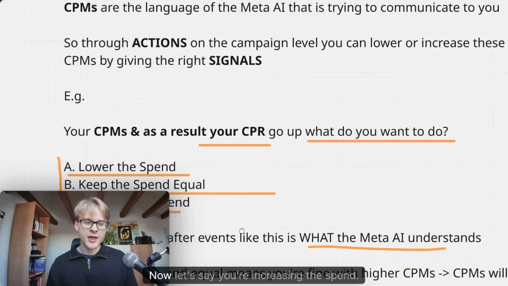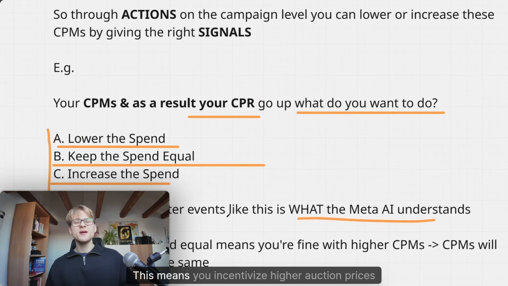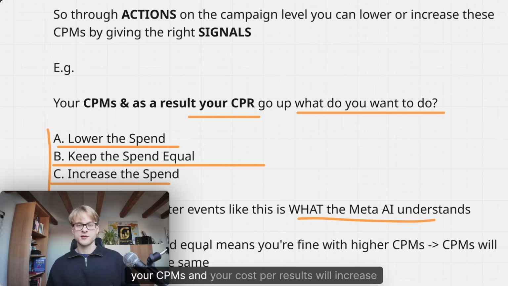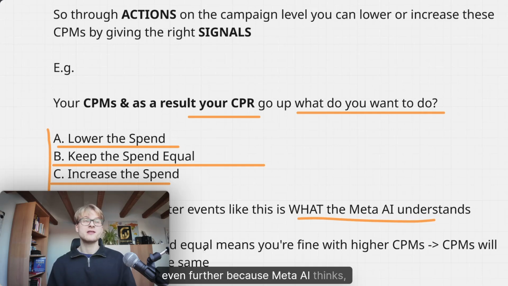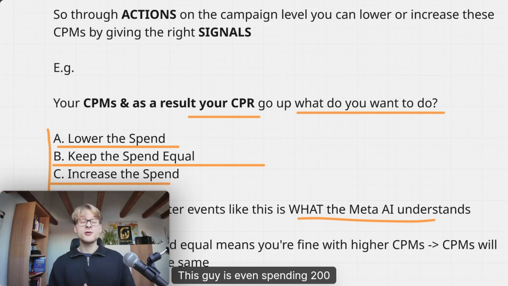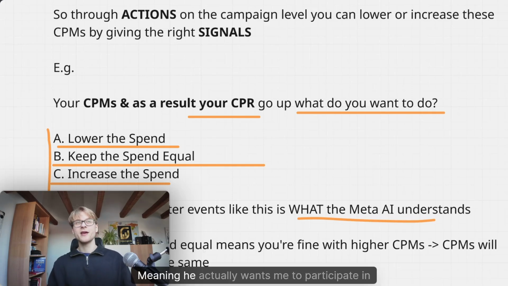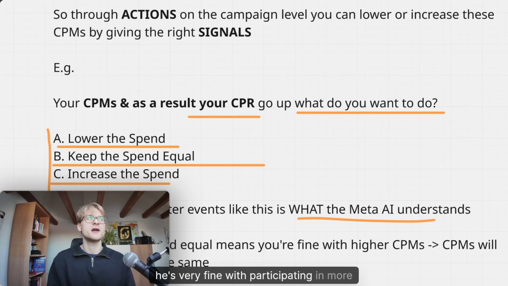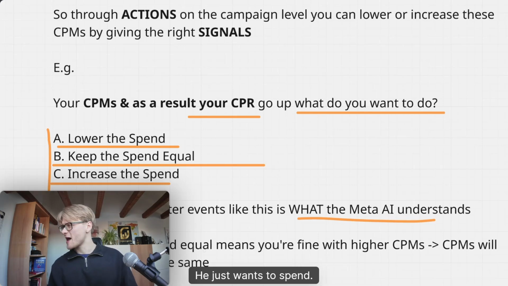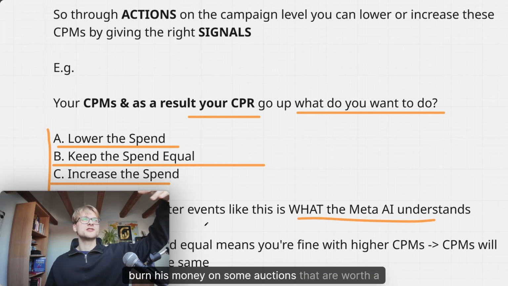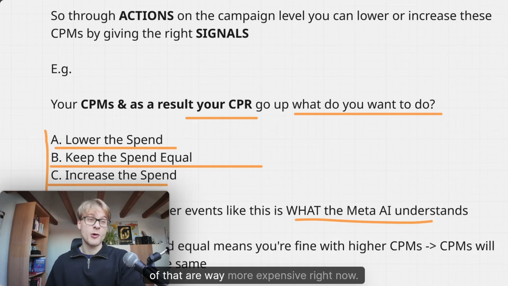Okay. Now, let's say you're increasing the spend. This means you incentivize higher auction prices, because Meta AI understands, as a result, by the way, your CPMs and your cost per results will increase even further. Meta AI thinks, all right, CPMs just went up, cost per results just went up. This guy is even spending $200 more this day, meaning he actually wants me to participate in these auctions, meaning he's very fine with participating in more expensive stuff. He just wants to spend, okay, I will spend for him, and I will also burn his money on some auctions that are worth a lot, that are way more expensive, right?